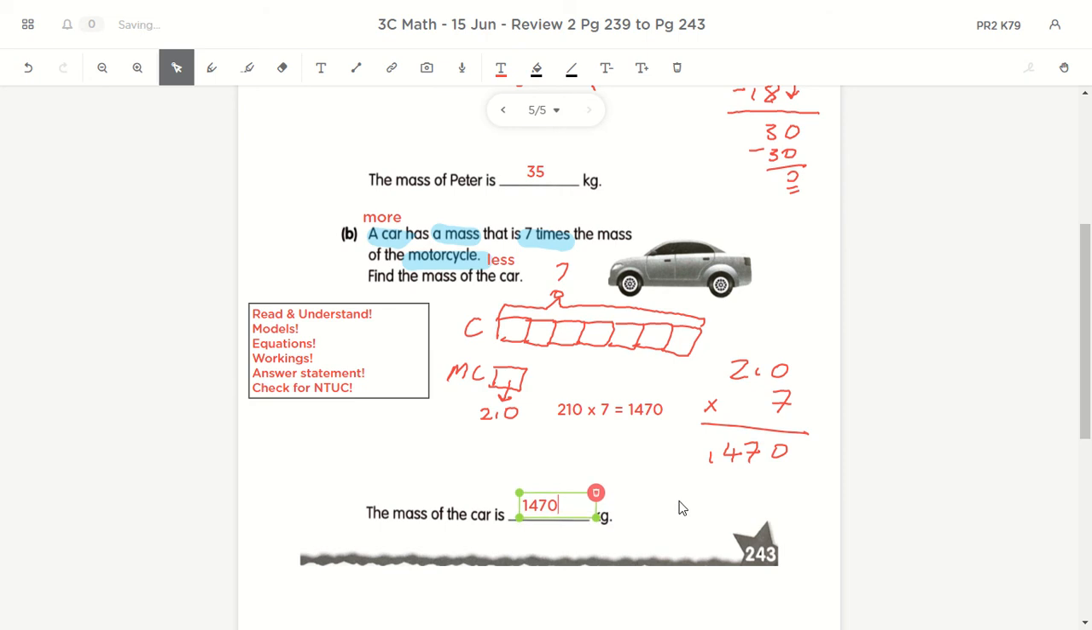Alright, so realize this first part of the review is very easy, very straightforward. Even the models are very straightforward. So make sure you draw the model, and from the model you'll know how to solve, and then with correct calculation your answers will be correct. Okay, so make sure you do corrections for this first part. Today the homework will be on the second part of the review 2, which is page 244 to 246, which is the remaining word problems. Make sure you do your re-understand, make sure you do your RICE method, make sure you do your models, equations working, answer statement, and check for the correct units. Okay, so with that, I'll see you tomorrow.